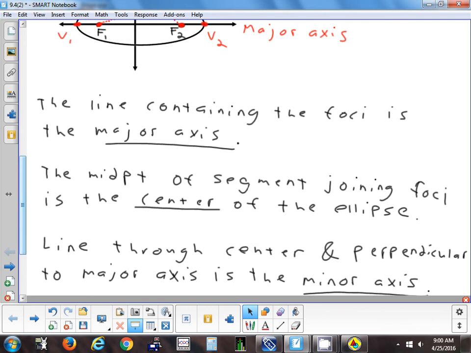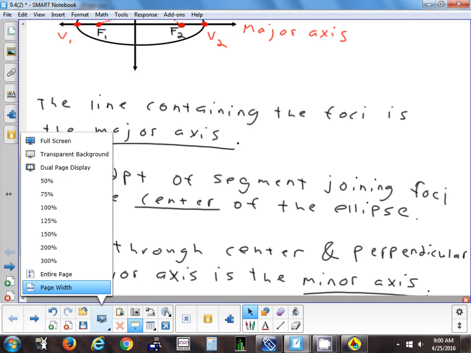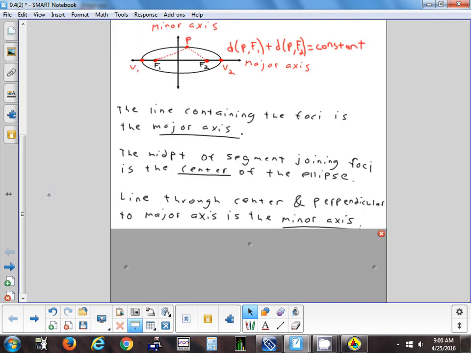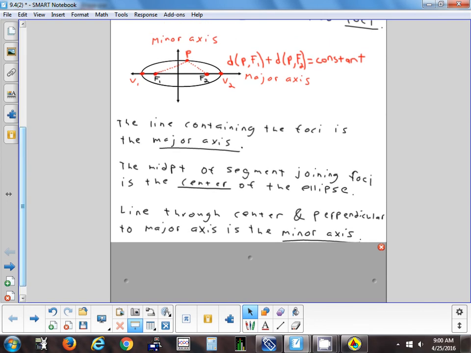Now, if you draw a line right through the center, perpendicular to the major axis, you get the minor axis. Let's see if I can show you that at the same time. Line right through the center, perpendicular to the major axis, that's the minor axis. Minor axis is a term we will only see today. We won't see that when we talk about hyperbolas tomorrow.